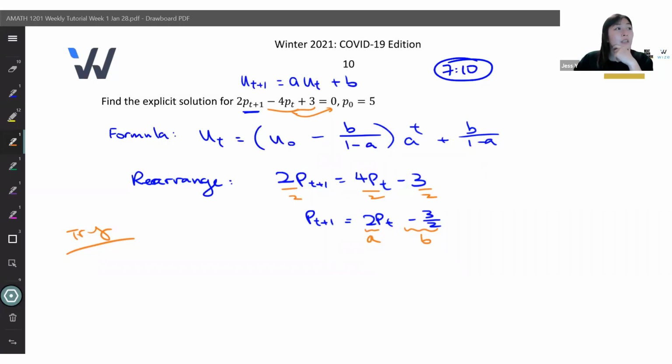When you're done, when you have the explicit form, if you don't mind just raising your hand, just so I know how many of you are ready to take it up.